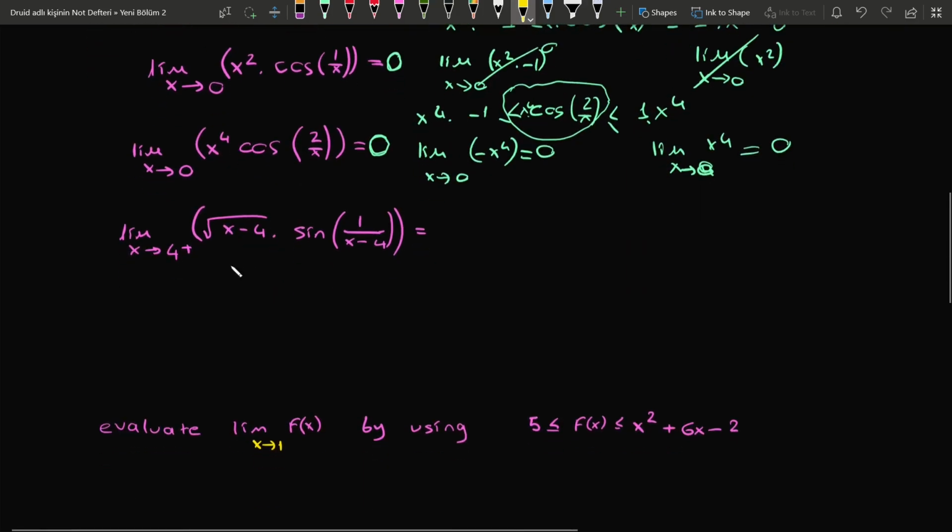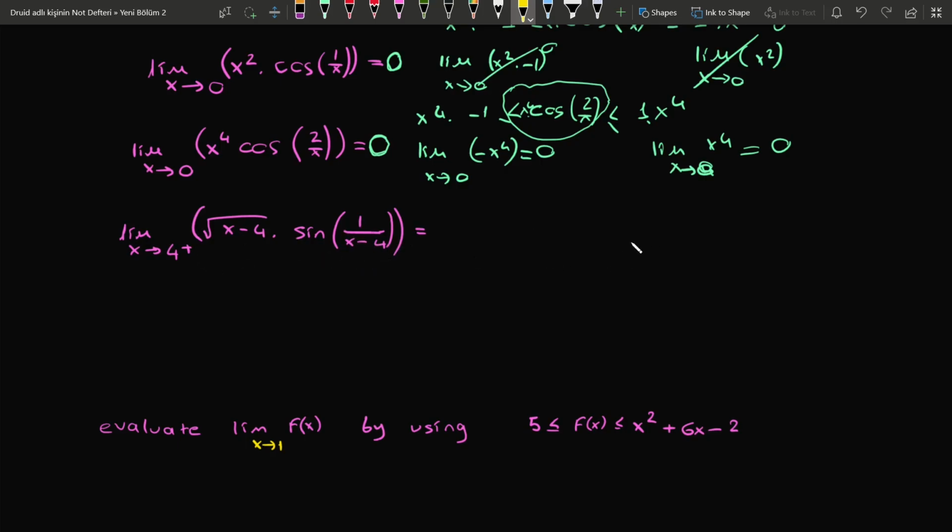So, I have another function, limit of root x minus 4 times sin 1 over x minus 4. So this is approaching from the right side, because if it was the left side, we clearly see that the inside of the root is less than 0, which is something we don't work with here. That would be in complex numbers, but that's not something we are working with right now. So what we see is something we cannot work with again because of 1 over 0.